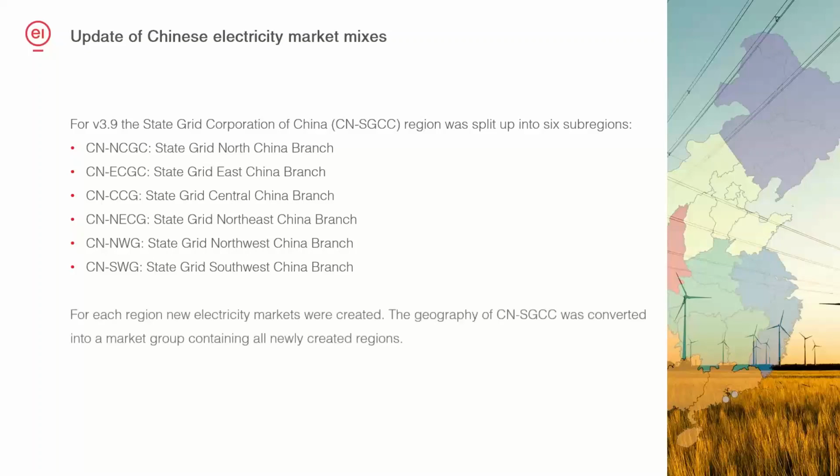The SGCC region continues to exist as a market group for electricity on all 3 voltage levels, in which all the new markets are combined with shares according to their production volume. All in all, this leads to China being split into 7 subgrids together with the CSG region.